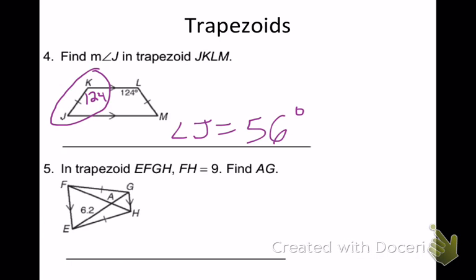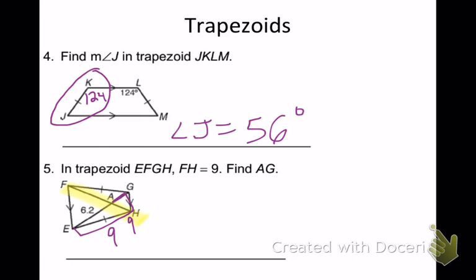In number 5, in trapezoid EFGH, FH is 9. Find AG. Again, what type of trapezoid do I have here? I have an isosceles trapezoid. So what do I know about these two diagonals? They would be the same. So if FH is 9, what's EG going to be? EG would be 9.